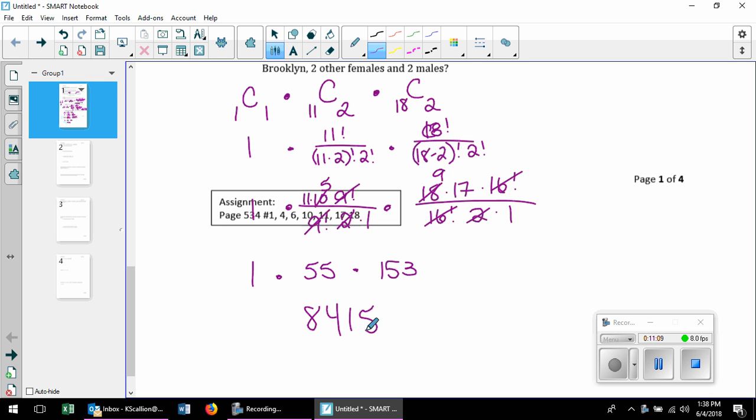Okay, good with that? So it should make sense that the more restrictions you put on it, the fewer possible combinations there will be. Does that make sense? It's fine if we're choosing from everybody, and it doesn't matter who we pick, there's going to be tons of combinations. But as soon as you start putting restrictions, like Brooklyn needs to be in the group, for sure, and then you got some restrictions of male and female, we're going to get smaller and smaller numbers.